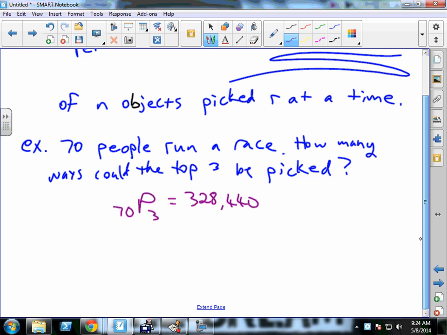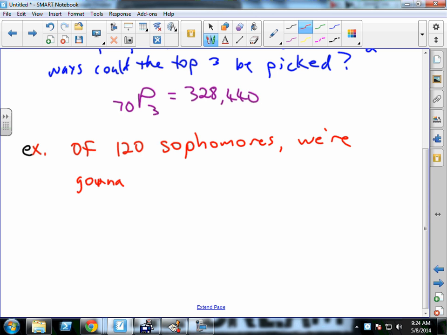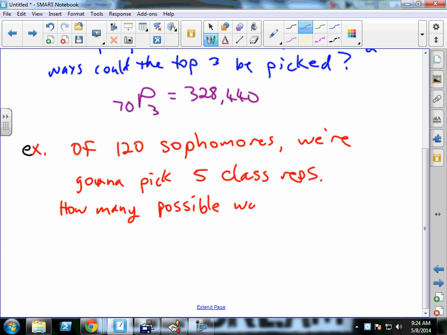Let's look at one more example before we move on to the last idea for today. Example: of 120 sophomores, we're going to pick 5 class reps. How many possible ways can we pick them?